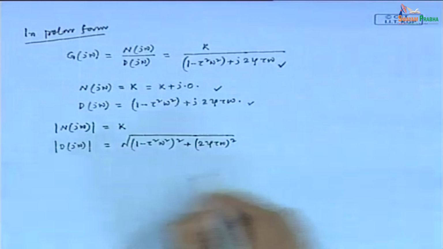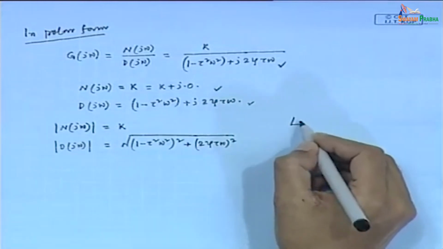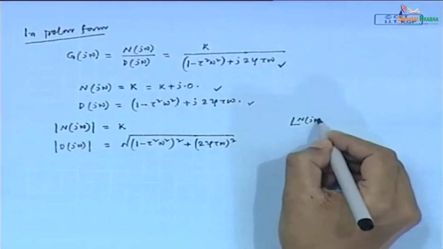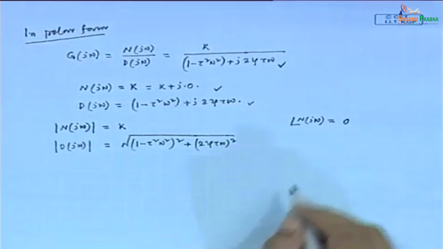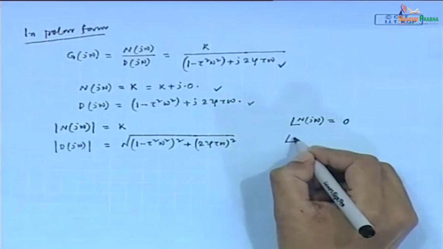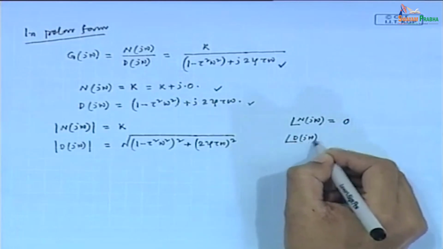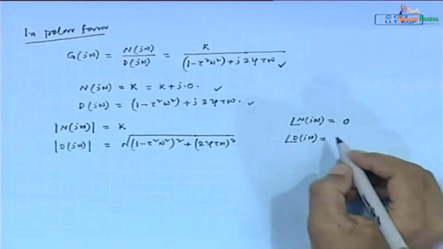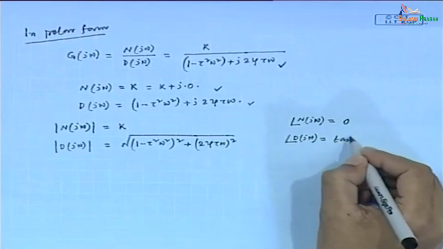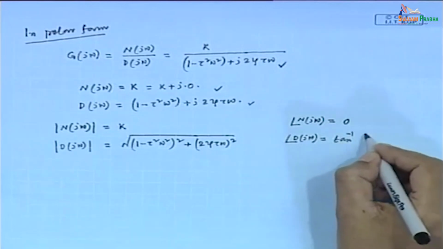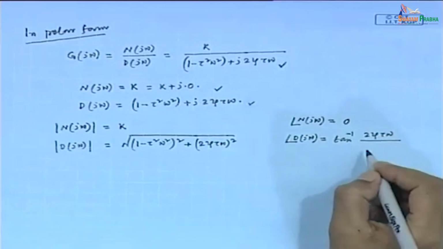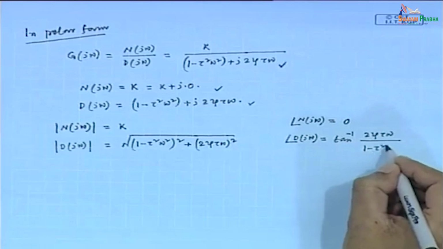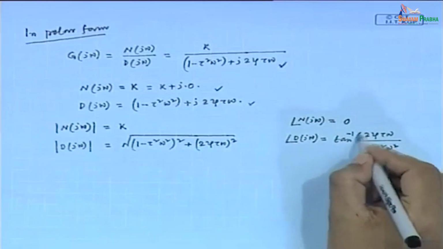Now, what is the argument of this numerator? 0. What is the argument of this denominator? Tan inverse 2 zeta tau omega divided by 1 minus tau square omega square.